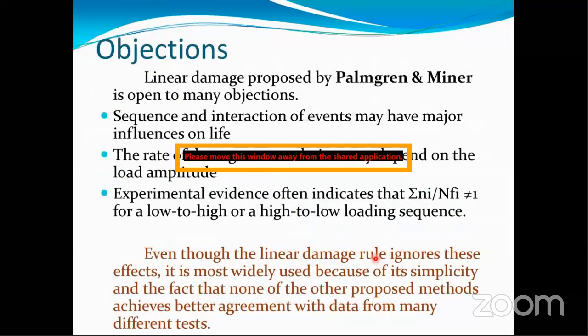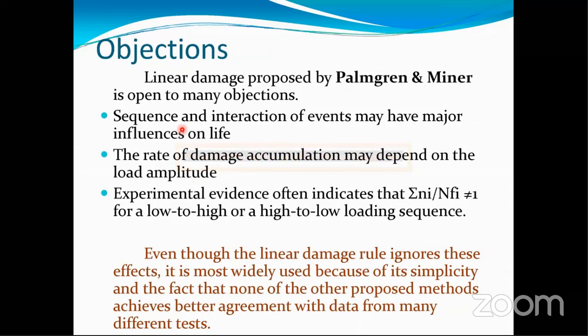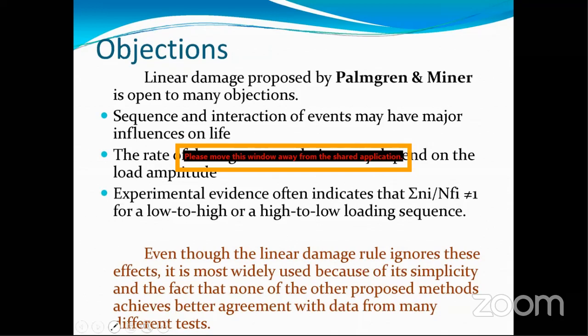So there are some objections to this linear damage rule proposed by Palmgren-Miner. Here, sequences and interaction of events are not taken into consideration, but they do have certain influence on the life. Also, the rate of damage accumulation may depend on the load amplitude also. That we are completely ignoring. We are only speaking about the damage accumulation, but not the rate at which it is accumulating. Also, experimental evidence indicates the total damage will never be equal to one for low to high or high to low loading sequence.